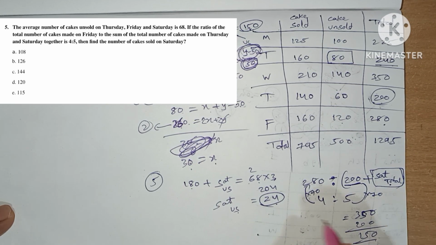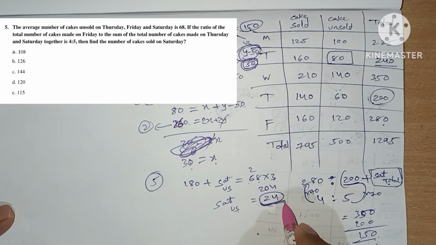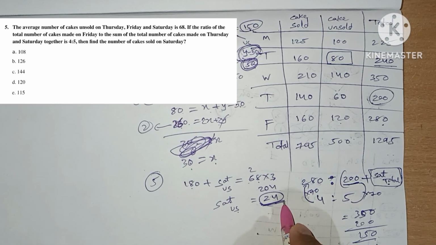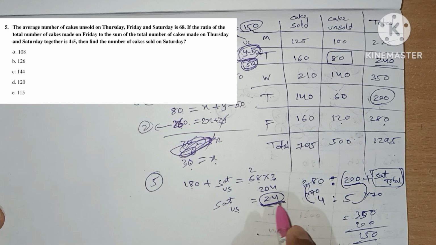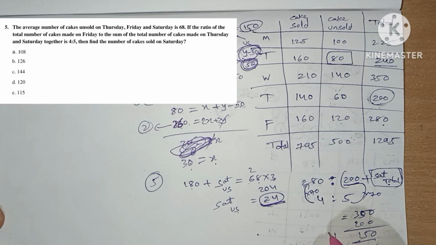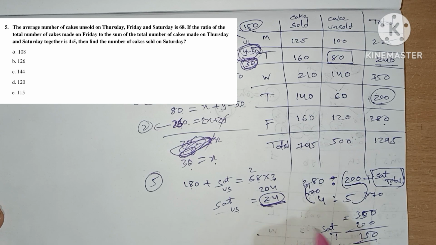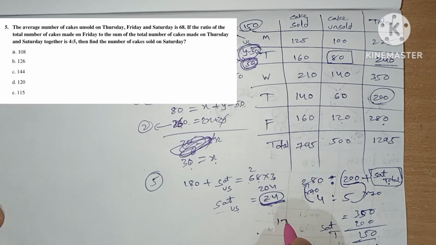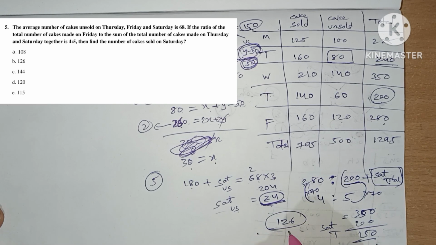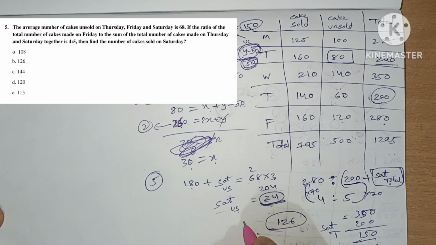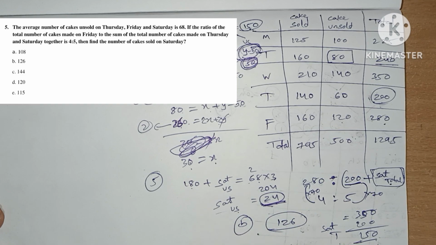From this, 24 cakes are unsold. Now the question asked is to find the number of cakes sold on Saturday. So this is the Saturday total and this is the Saturday unsold. The difference between these two will be the total number sold. The difference between these two is 126, which is our answer. So option B is the answer for this question.